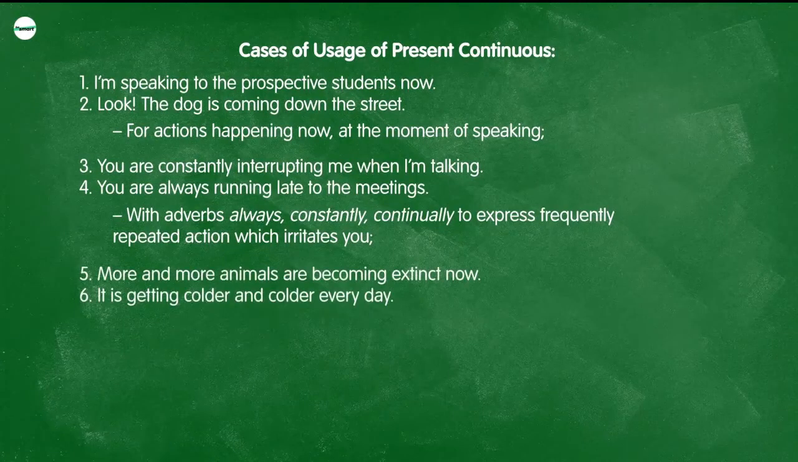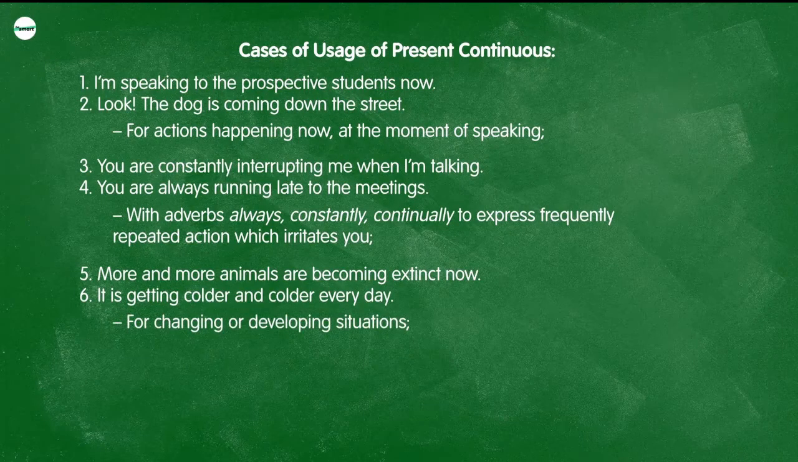So I can also say sentences like, more and more animals are becoming extinct, or, like it is now, it's getting colder and colder every day. And here I'm using the present continuous tense to express events or actions that are currently developing or changing.